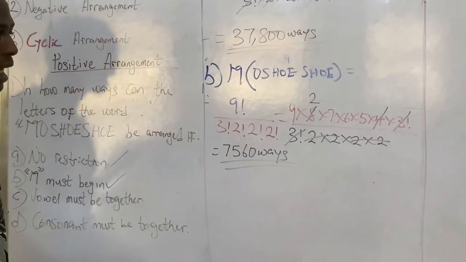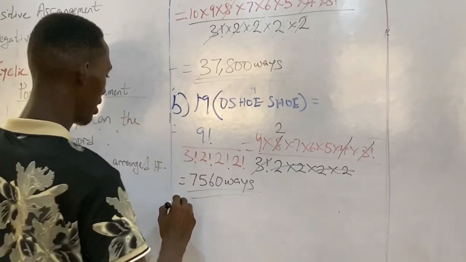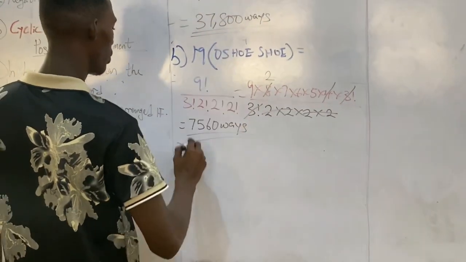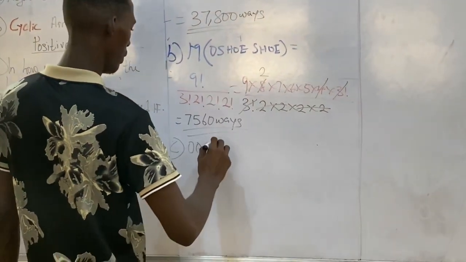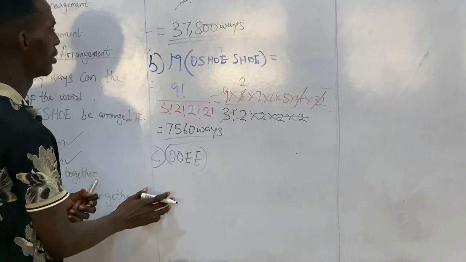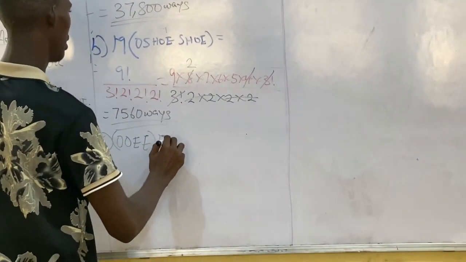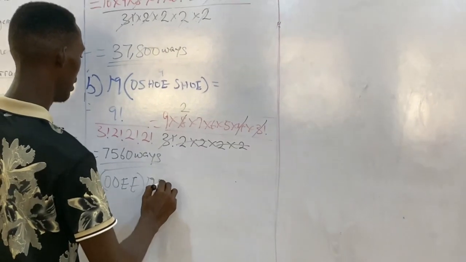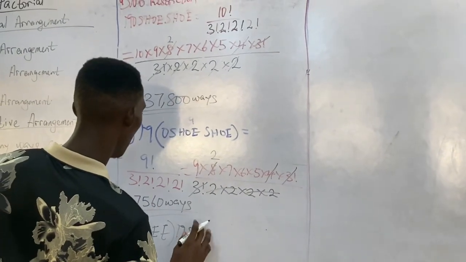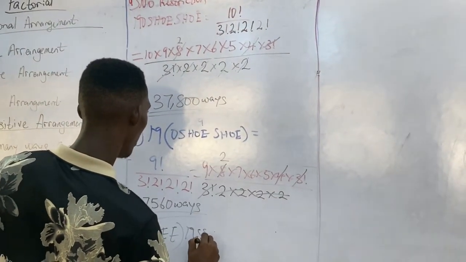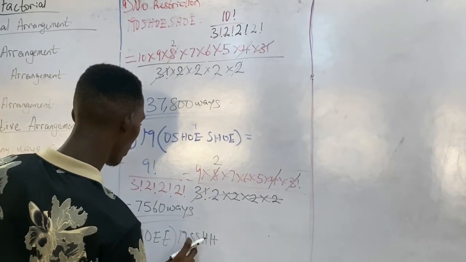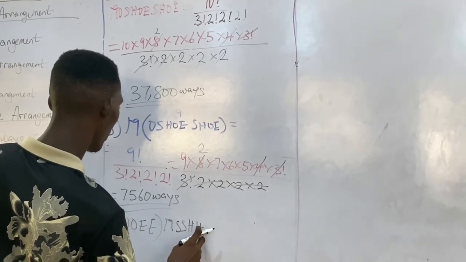If vowels must be together, so that's what this simply means. If vowels must be together, then these two O, E must be together. Then we are left with what next? M, S, H. M, S, S. Then we have H, H. Remember, they must all be together between 1 2 3, 1 2 3 4 5.